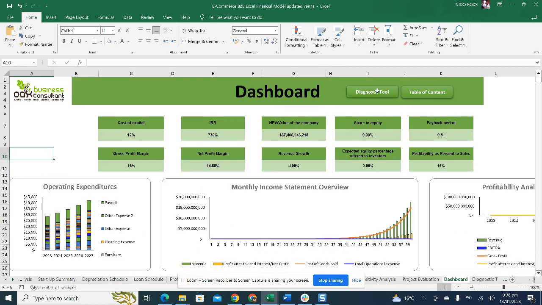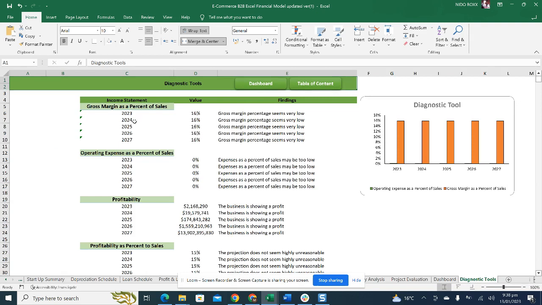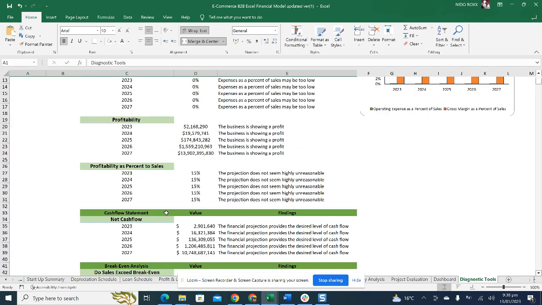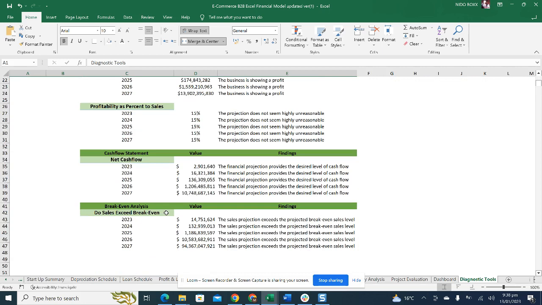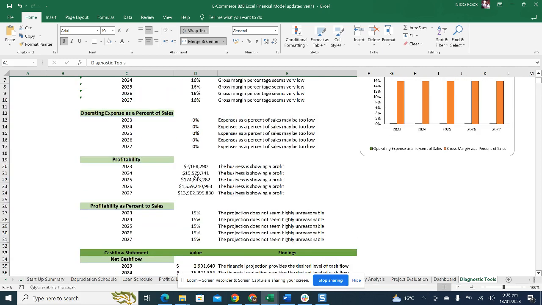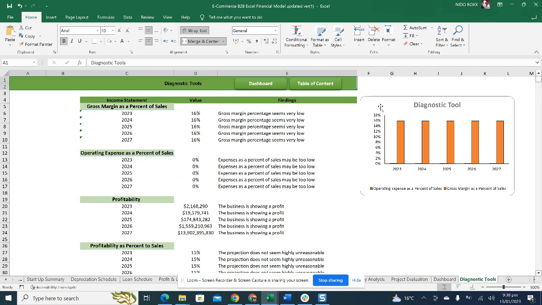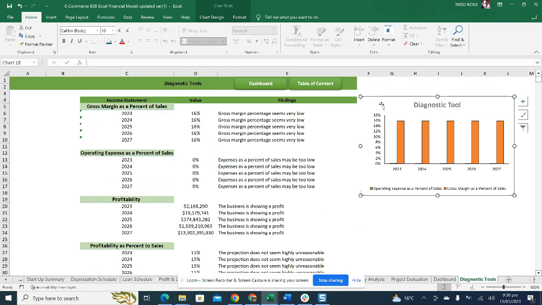Moving on to diagnostic tool. The diagnostic tool contains gross margin as a percentage of sales, operating expenses as a percentage of sales, profitability as a percentage of sales, cash flow and net cash flows, and whether sales exceed the break-even point. Further, it includes the diagnostic tool graphical representation, in which you will have operating expenses as a percentage of sales and gross margin as a percentage of sales.